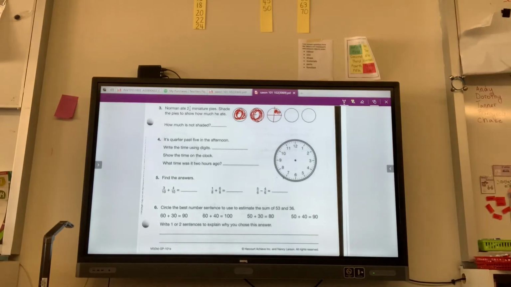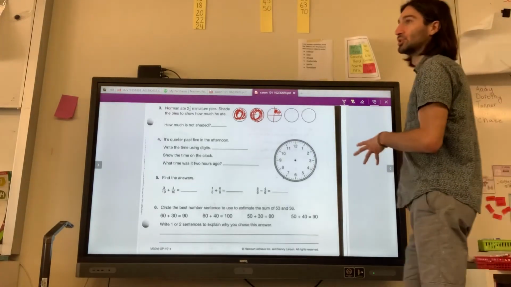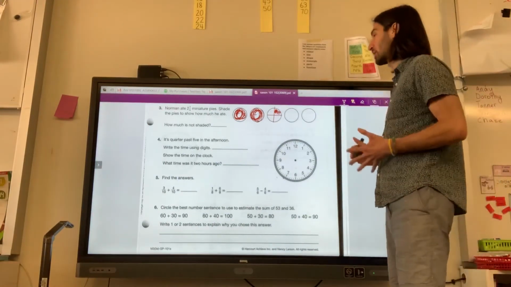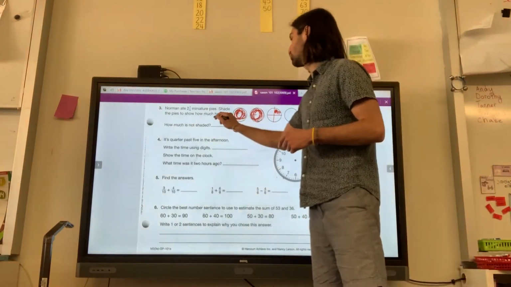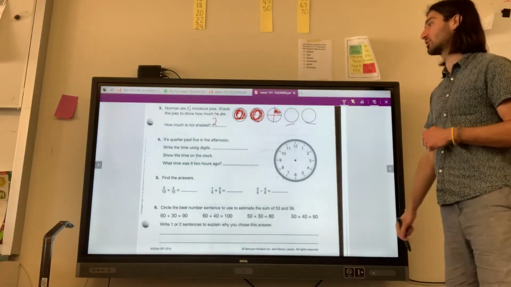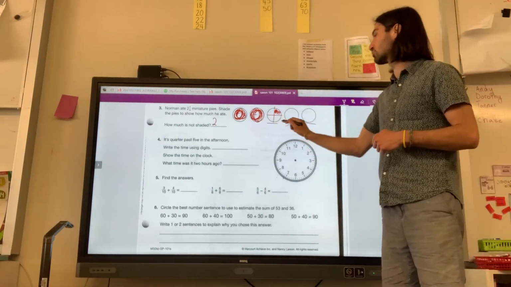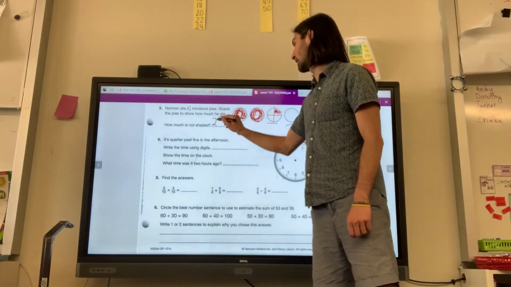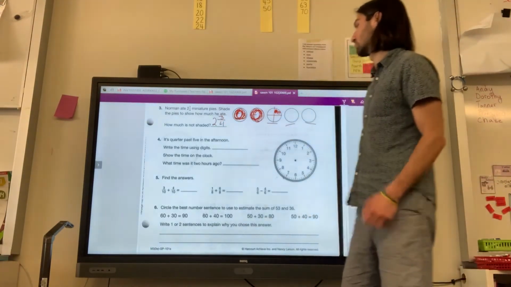Now, how much is not shaded? So how many whole pies are not shaded? 2. Okay, here's our 2 whole pies that are not shaded. And then how much of this one is not shaded? 3 out of the 4. Okay.